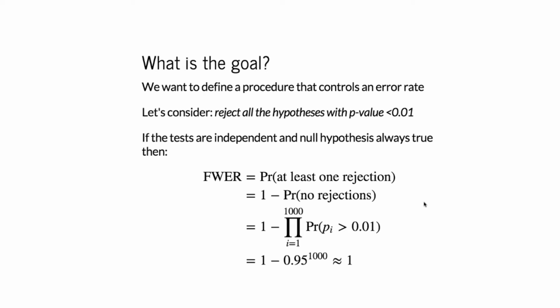This is not useful. You're almost always going to make a mistake, and you're trying to control that. You want to make that probability small. So another approach we can apply is called the Bonferroni correction. It's quite popular. It's widely used. So I'm going to explain briefly what the Bonferroni correction is.